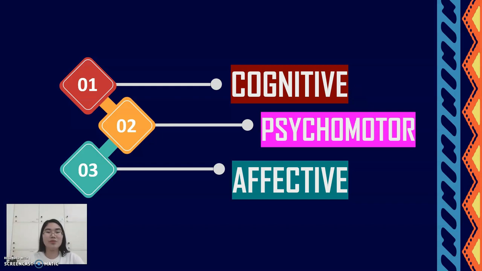And of course, the next domain that is needed is the psychomotor domain. Like for instance, they will be able to construct a graphic organizer, a timeline showing the major events of Philippine history. And of course, they will also design a product presentation, a community development plan, an economic subject. So that's one example of psychomotor skills.